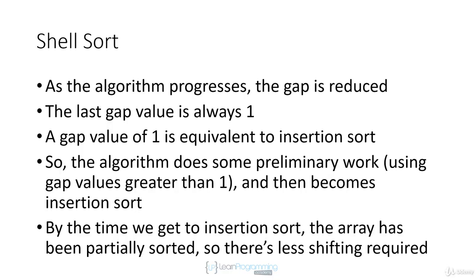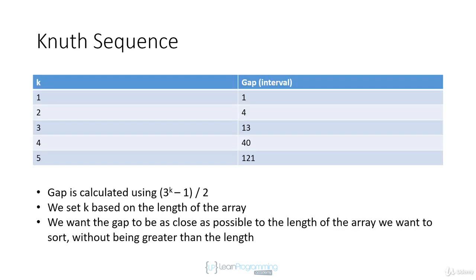Okay, so there are a number of ways we can calculate the gap value. One really common sequence used for the gap value, and the gap is also called the interval, is the Knuth sequence. I think that's how it's pronounced. I've never said it out loud before, so I don't know if the K is silent or not, but it's the Knuth sequence. And this says that we calculate the gap using (3^k - 1) / 2.